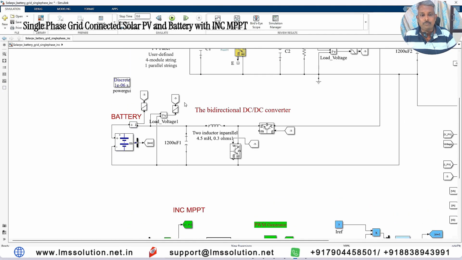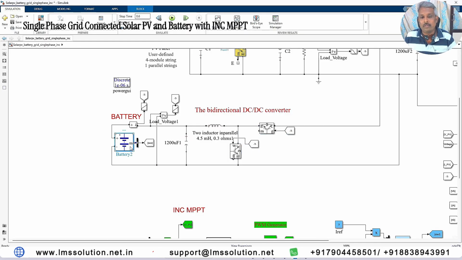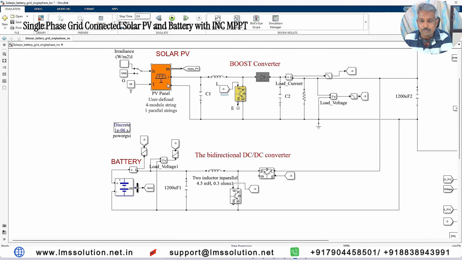And then this bidirectional converter allows current to flow in both directions. In charging mode, it allows the current from the DC bus to the battery side. When the battery is in discharging mode, it allows the current to flow from the battery to the DC link according to the power balance in this system. If the PV has excess, surplus power, then the battery goes into charging mode. If the PV does not have surplus power and the system has a power deficit, that means it needs some supply, then the battery will go into discharging mode.